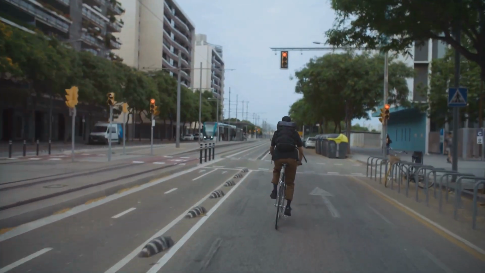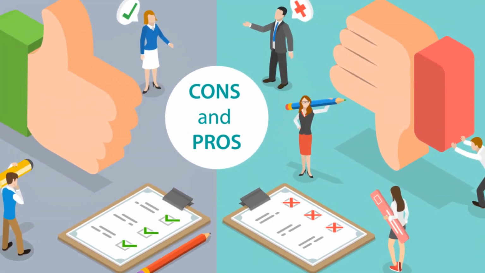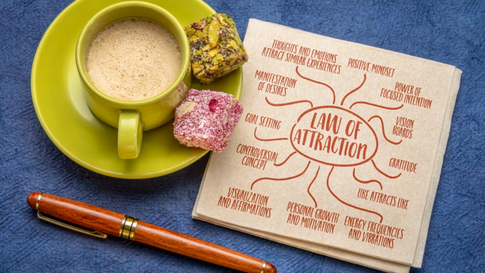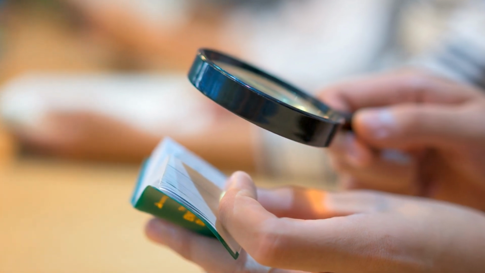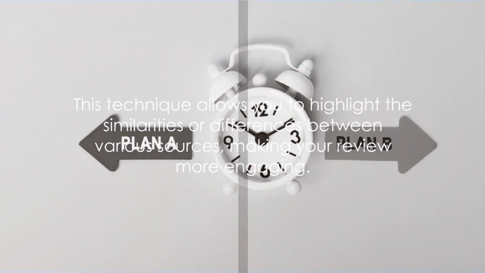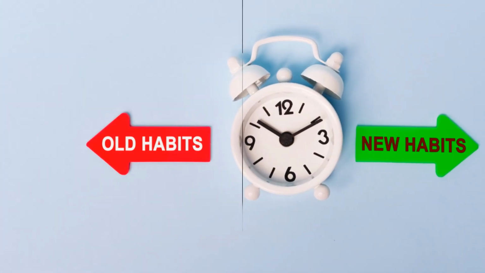By comparing and contrasting these articles, you've not only presented two different viewpoints, but you've also analyzed them. You've gone beyond simply stating what the articles say to discussing their similarities and differences. This technique can make your literature review more robust, comprehensive, and interesting to read. So there you have it. The compare or contrast method is a powerful tool in your literature review toolbox. Remember, it's all about highlighting the similarities or differences between various sources, making your review more engaging.